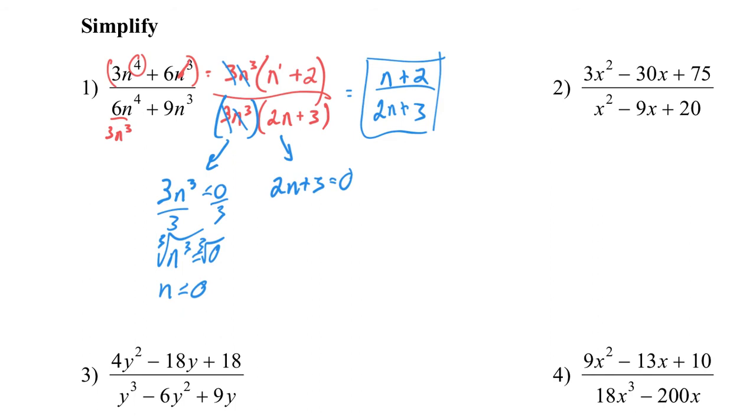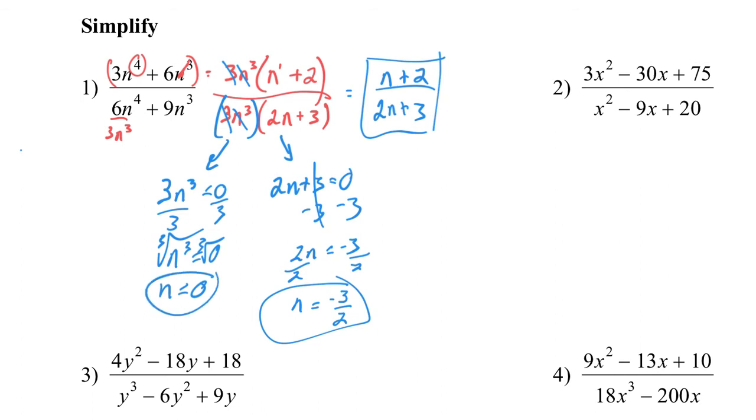Okay, so there's one of the numbers that make it undefined. The other number that makes it undefined will come from the other factors. So if I subtract 3, I'm going to have 2n equals negative 3, and then divide by 2, and it will be negative 3 over 2. So these two values will make the fraction undefined at the beginning, and so they have to be excluded.